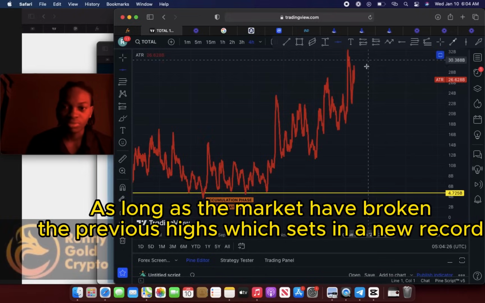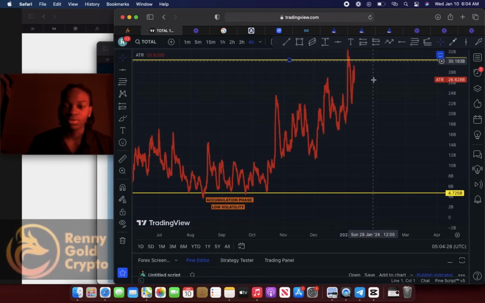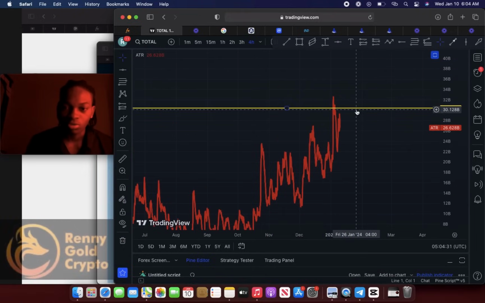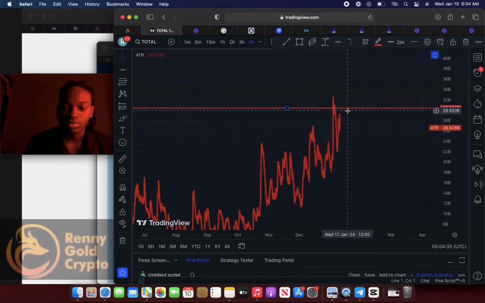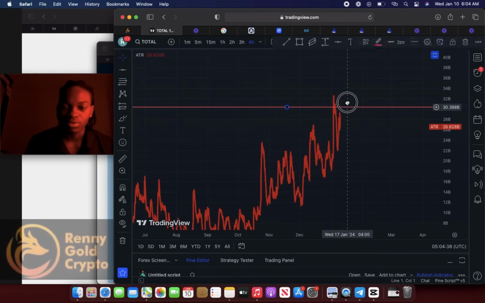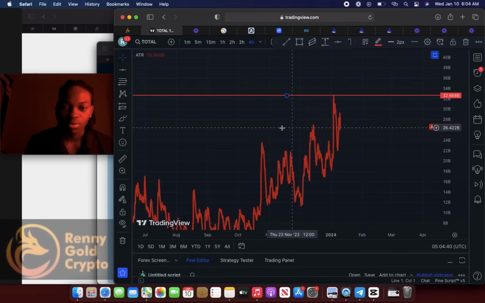You can put this anywhere you want to put it, and you are still right. You may change the color. I'm just doing this for practice purposes, so you understand what I'm talking about. So here is the markup phase.